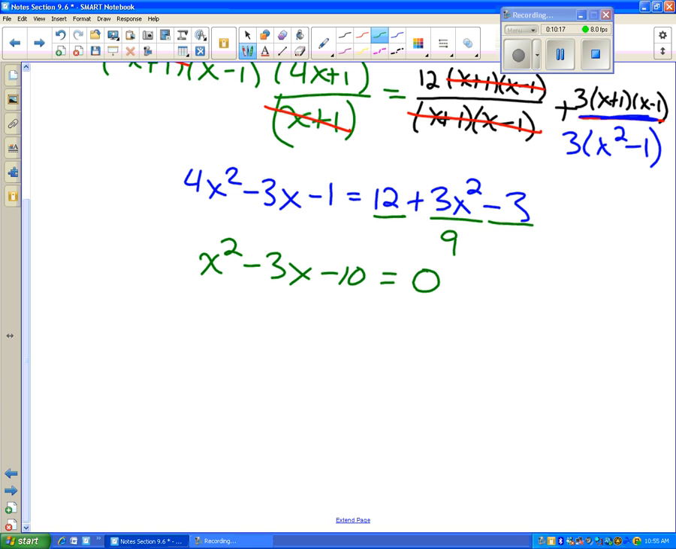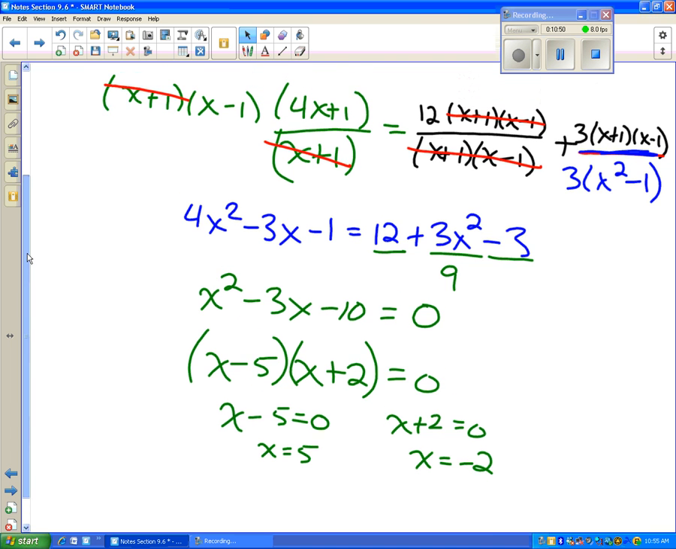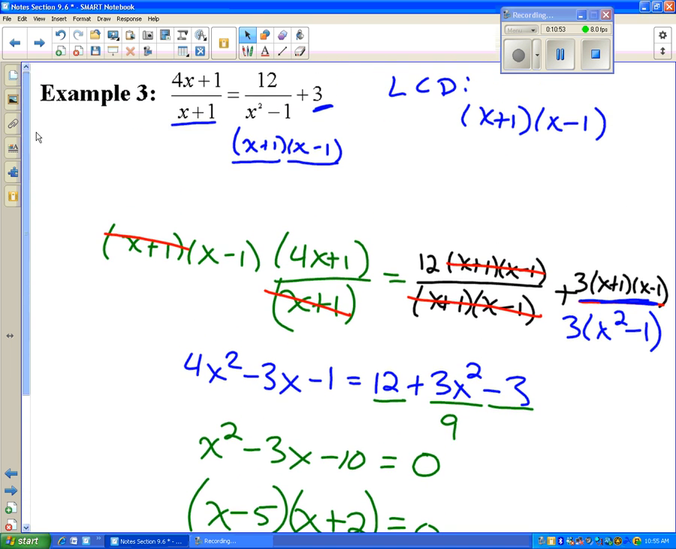And so now I need to factor. What multiplies to be negative 10 and adds to be negative 3? Well, I believe that's going to be a negative 5 and a positive 2. So that means x minus 5 is equal to 0, so x is equal to 5, or x plus 2 is equal to 0, so x is equal to negative 2. So right now I have two possible answers, 5 and negative 2. Let's go to the top and check this.